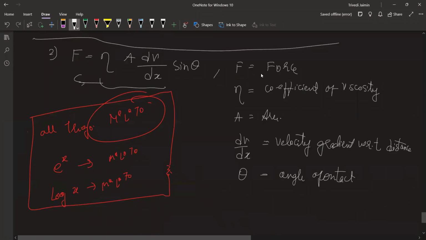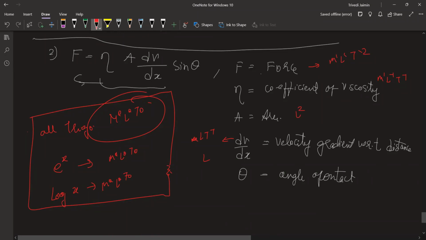So what is eta's dimension? M1, L minus 1, T minus 1. Area, L2. Velocity, sir, LT minus 1. Right? So let me write here. Force dimensions are M1, L1, T minus 2. This is M1, L minus 1, T minus 1. L2, velocity is LT minus 1. This is L.